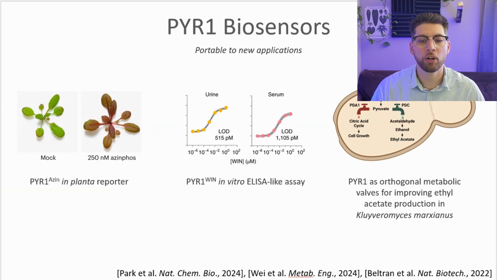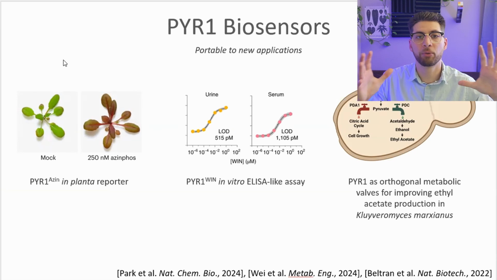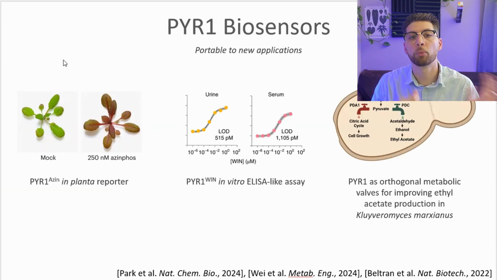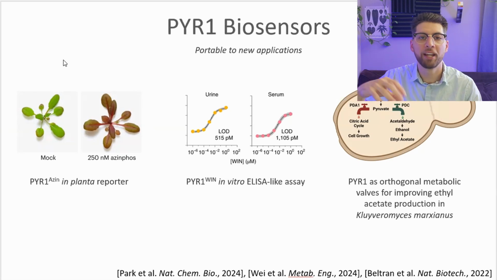Okay, so now moving on to the portability of this Pier 1 biosensing platform. Of course, this system was originally from plants. Pier 1 was from plants, it was a hormone receptor, but we can mutate Pier 1, add new molecular machinery, and put it back in plants to give it a new function.